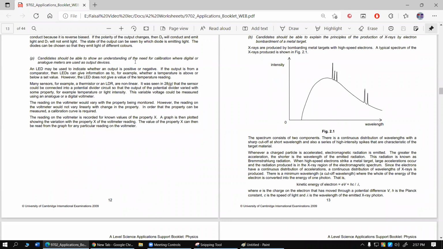Candidates should be able to show an understanding of the need for calibration where digital or analog meters are used as output devices. So, first of all, let me explain what is calibration.